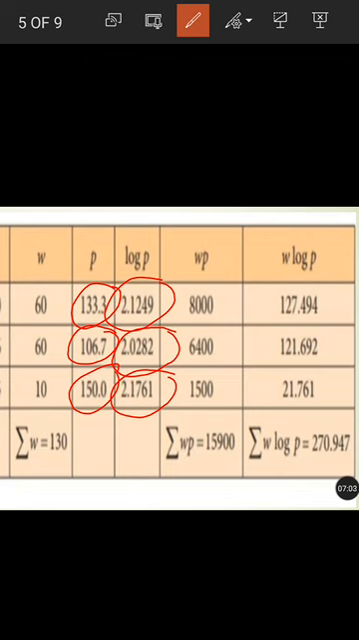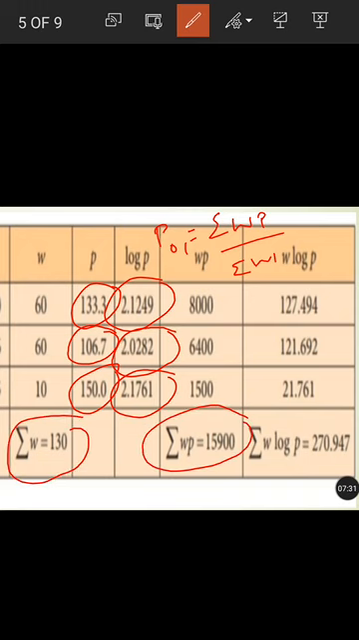What is the formula for average? There is arithmetic mean. The arithmetic mean formula is P01 is equal to summation WP divided by summation W. So using this formula we calculate the weighted average of price relatives, arithmetic mean. Here we take the total for WP divided by summation W. This is the value for arithmetic mean.